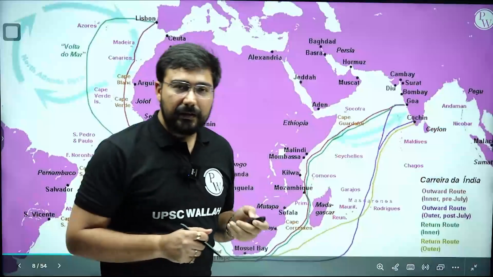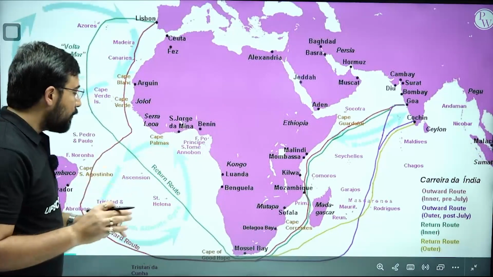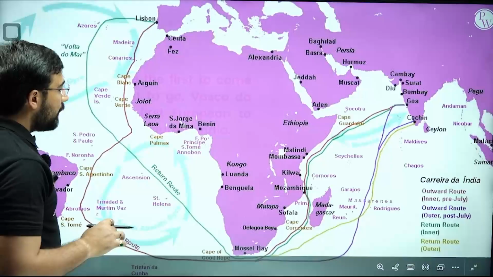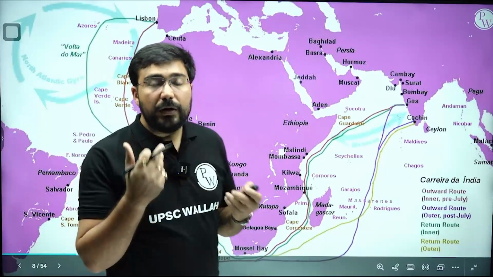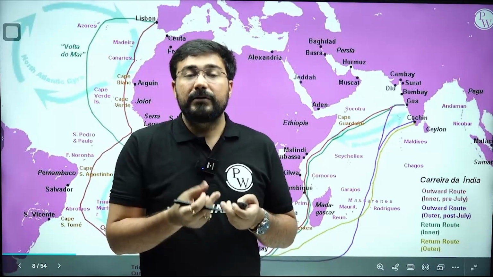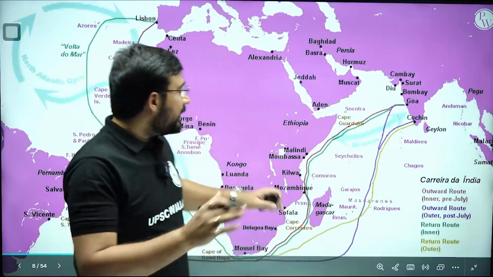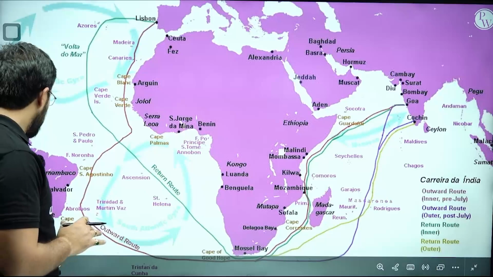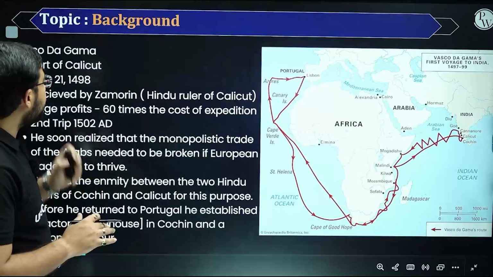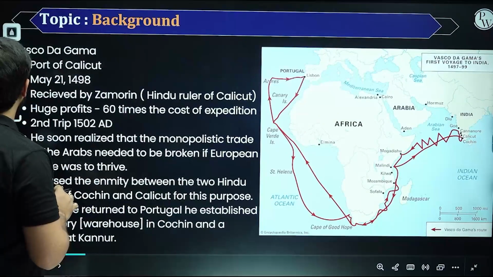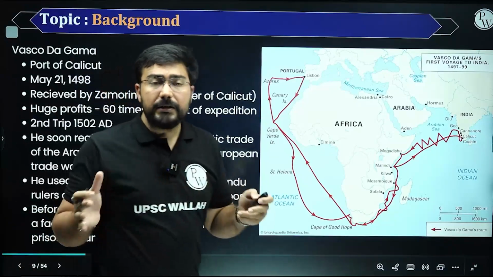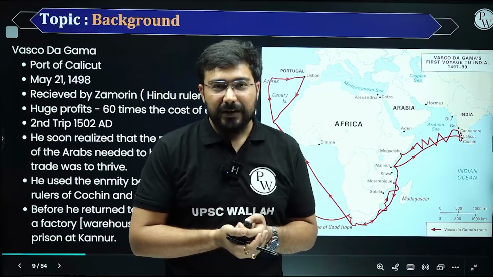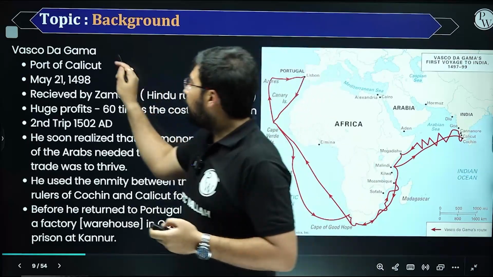Whenever we study for this examination, you have to have a little bit of idea that in general you may be asked questions in prelims about some mapping part also. So always see these maps. They're going to help you out in this process. Next, if we see the profile of Vasco da Gama, for mains, questions can come on factors responsible for the arrival of Europeans, but for prelims, such facts are also important.